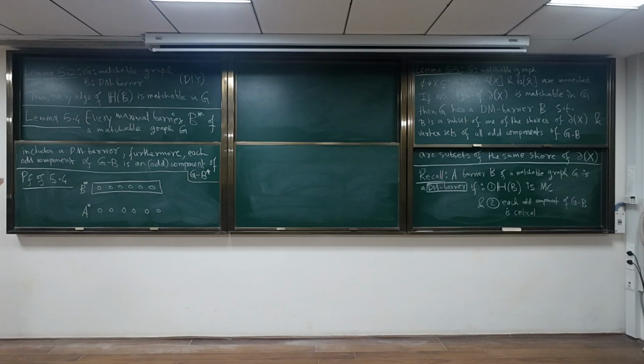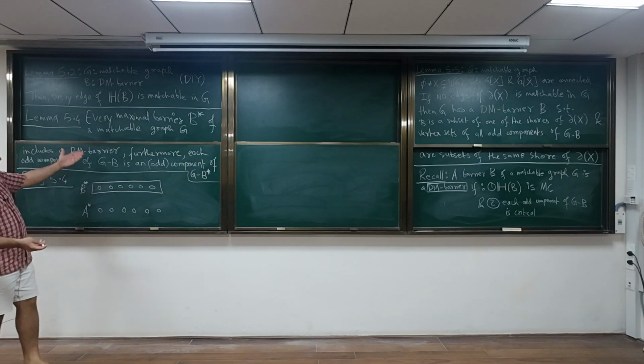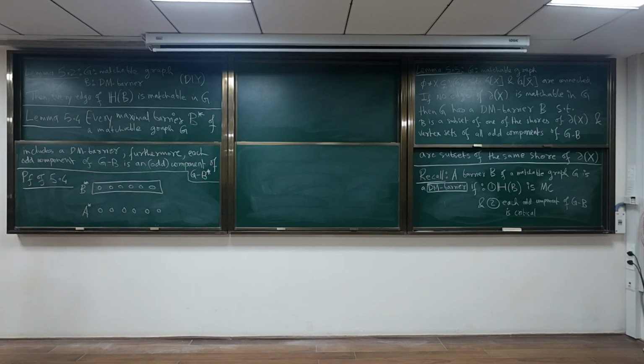If the core is matching covered for some reason, then we are done. Then this is a Dulmage-Mendelsohn barrier because we got the core to be matching covered, and it is a maximal barrier, so all the odd components are going to be factor critical. So we get the second property of a Dulmage-Mendelsohn barrier, and of course B is equal to B star. So every odd component of G minus B star is an odd component of G minus B. You are done, right? So if this happens to be a Dulmage-Mendelsohn barrier, or in other words, if the core is matching covered, then we are done. So the interesting case is when the core is not matching covered.